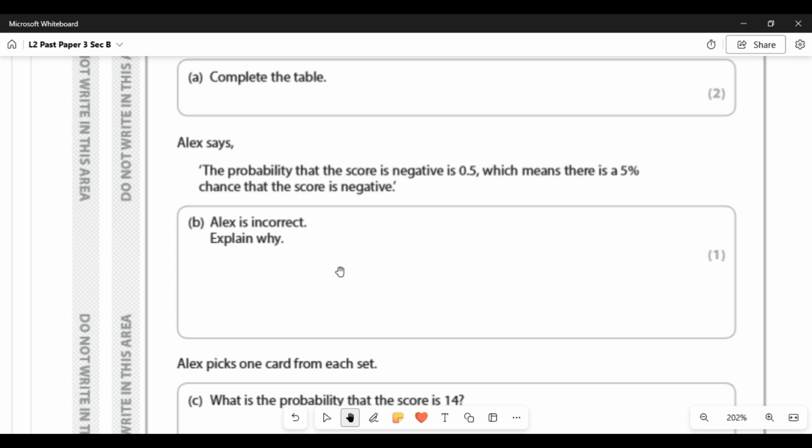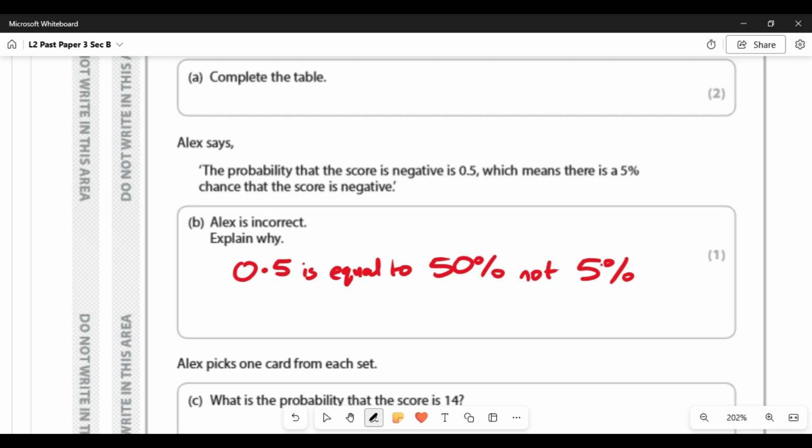So what I would say in this case, well, they've definitely said that Alex is incorrect, so you can't say that he's correct because he's not. You have to explain why. And the reason here is, I would say, you know, obviously 0.5 is not the same as 5%. 0.5 is equal to 50%, not 5%. Yep, something along those lines is absolutely fine.